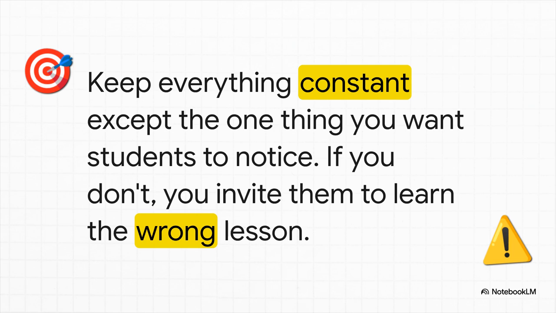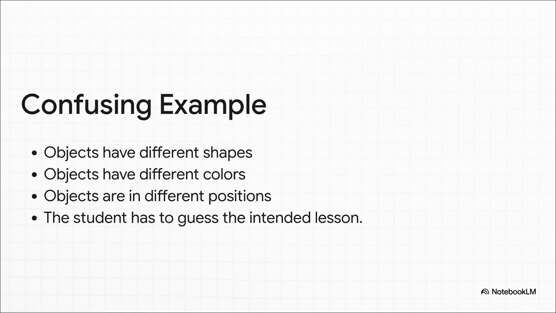And honestly, this one is the absolute heart of faultless communication. If you want a student to learn one specific thing, your examples have to isolate that one thing and keep everything else the same. If you don't, you're practically inviting them to learn the wrong lesson. Let me show you exactly what I mean with a classic flawed example.